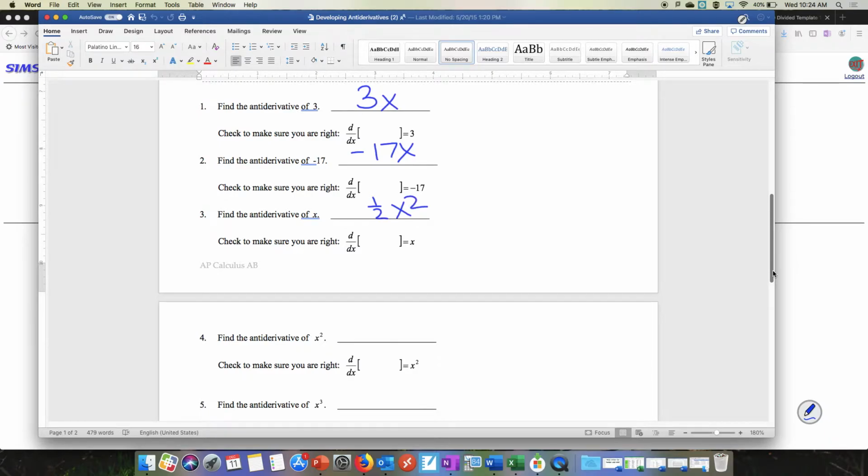And then the antiderivative of x squared. Celine, the x squared antiderivative. 1/3 x cubed.